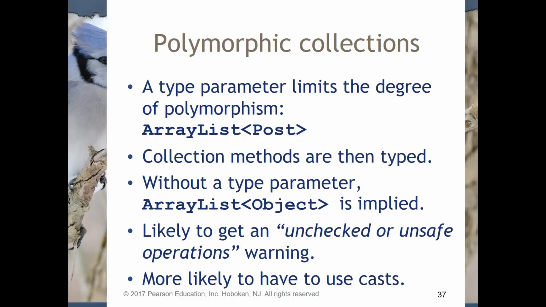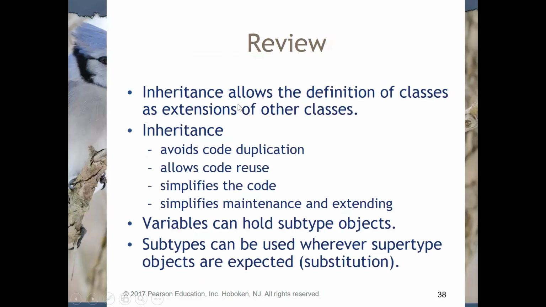Polymorphic collections. A type parameter limits the degree of polymorphism. So in other words, once you've done this, you hold on to just objects of post and any of its children. Otherwise, it looks like this, which could be anything under the sun, which could actually cause confusions for the network feed that we're doing. You'll likely get unchecked or unsafe operations warnings when you do things like this. Try to avoid it. Just plain and simple. You want your compiles to be as clean as you can. You're more likely to have to use casts. If you do this route, you'll have to cast things more likely. Be as restrictive as you reasonably can based on your design and future intentions.